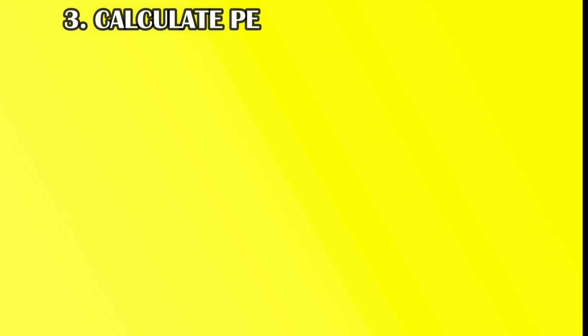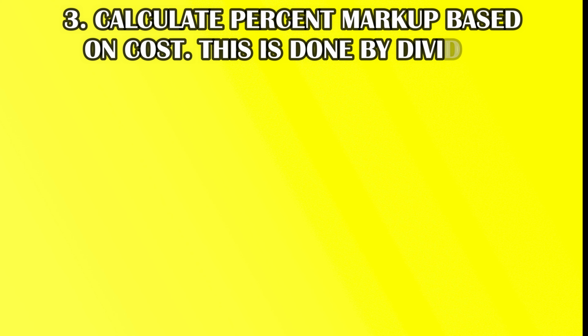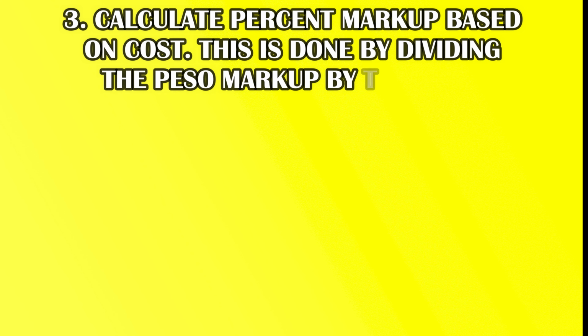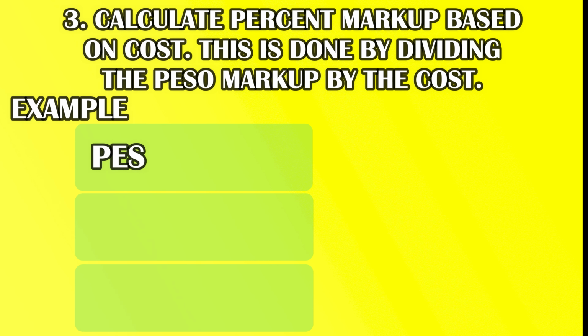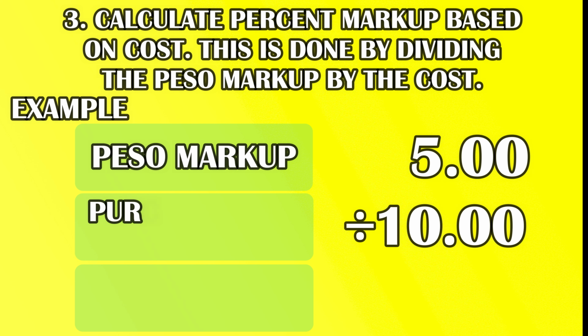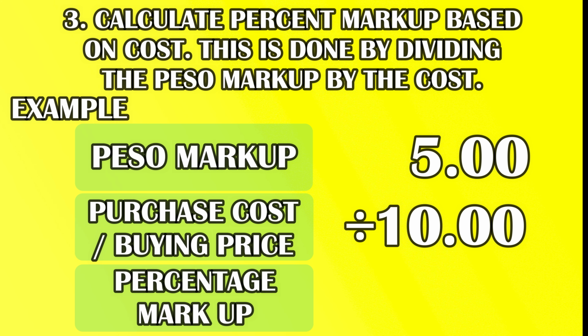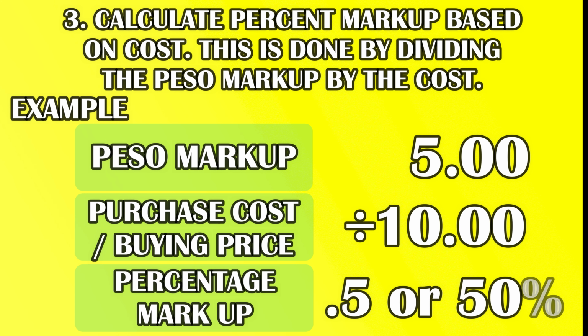Number 3, calculate percent markup based on cost. This is done by dividing the peso markup by the cost. For example, peso markup is 5 pesos divided by 10, which is the purchase cost or buying price. The percentage markup is 0.5 or 50%.